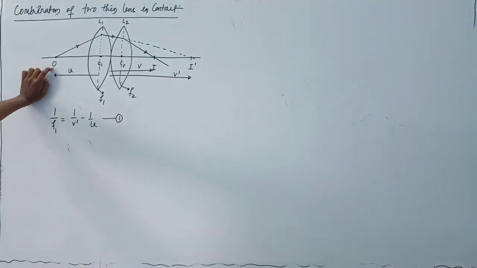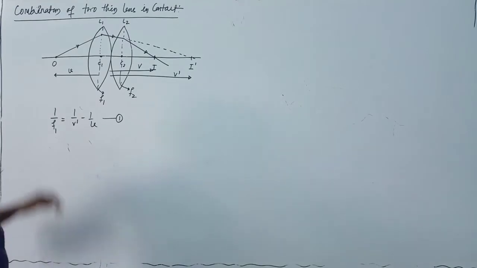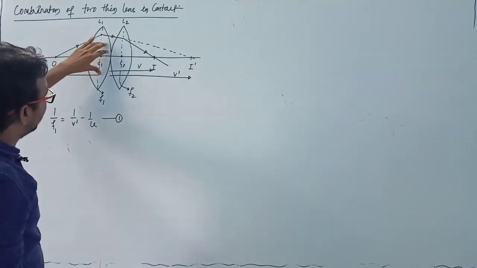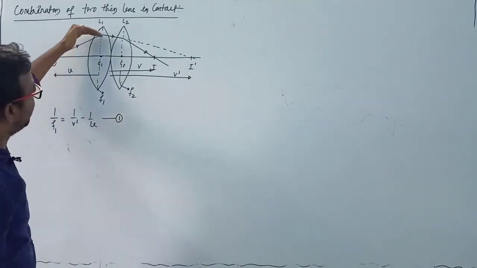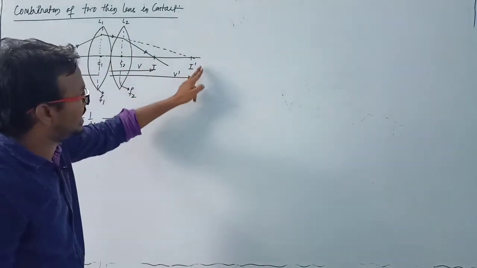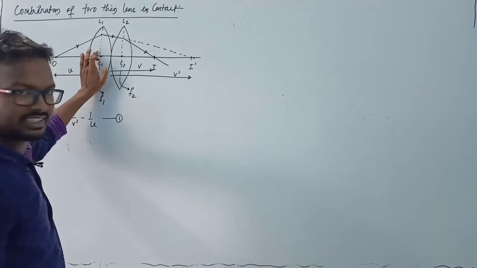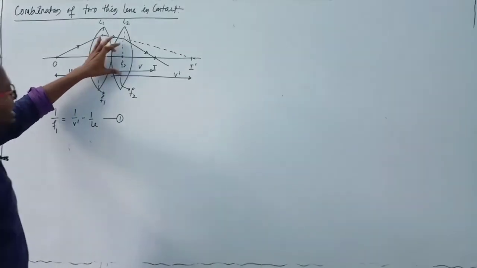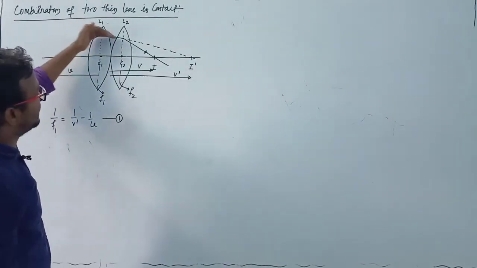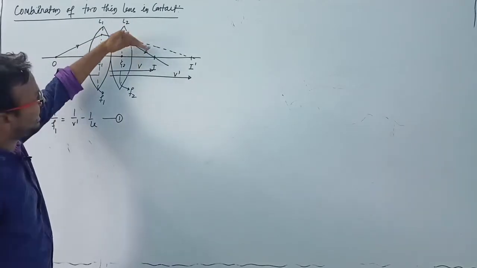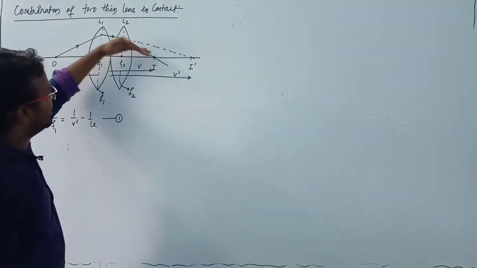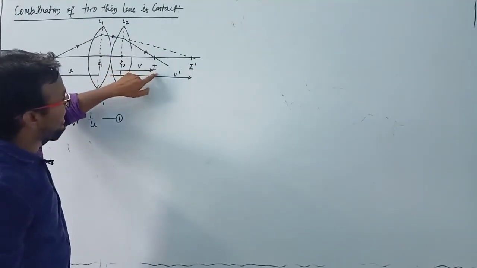Clear? Okay, I again repeat my sentence. If there is only one lens, this is the object and the final image is produced at I dash, and this image is a real image if there is only one lens. Again, if there is another lens, then this refracted ray is bent again. Clear? So it bends again and finally meets at point I.